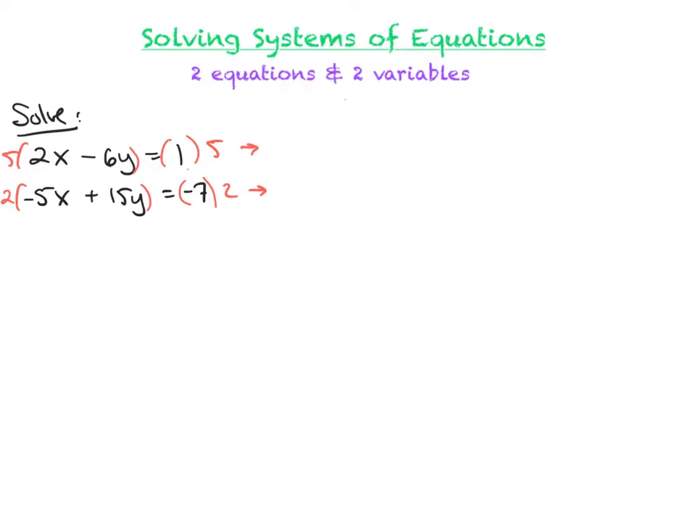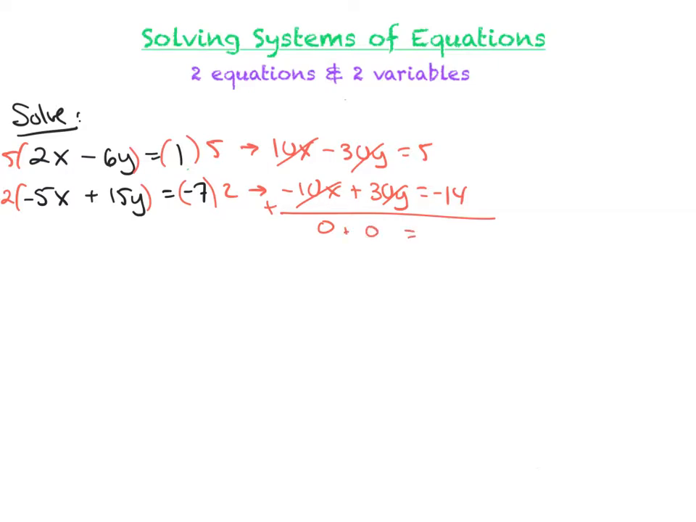Okay, so that would make the top equation 10x minus 30y equals 5. And the bottom equation, negative 10x plus 30y equals negative 14. Okay, when I add these together, I am delighted that the x's cancel to 0. A little alarmed that the y's, negative 30y and positive 30y, also add to 0. And okay, 5 minus 14 is negative 9. But all of my x's and all of my y's went away, making 0 equals negative 9, without any x's or y's, my result. Well, you're probably not surprised to know that this means that we have no solution.